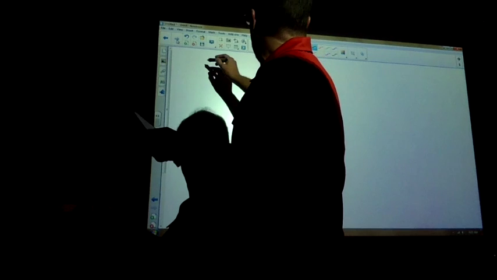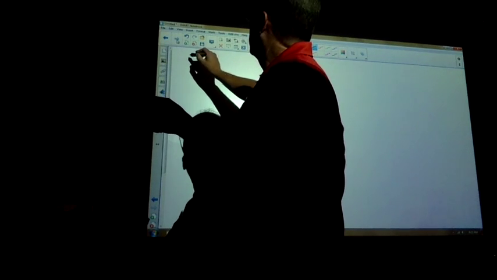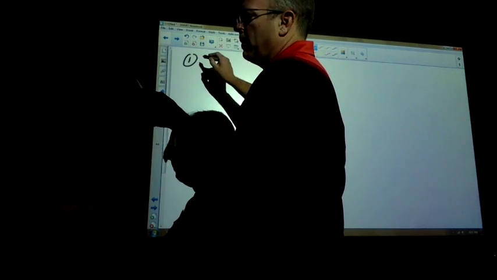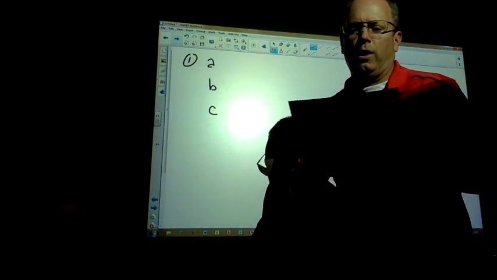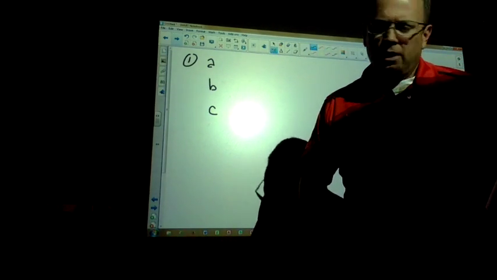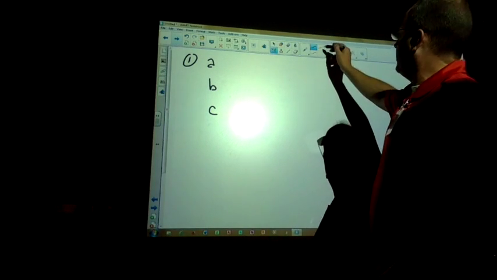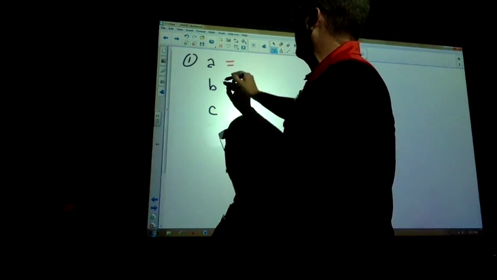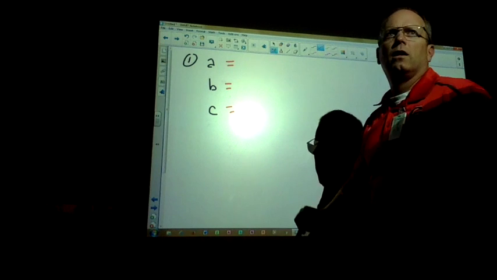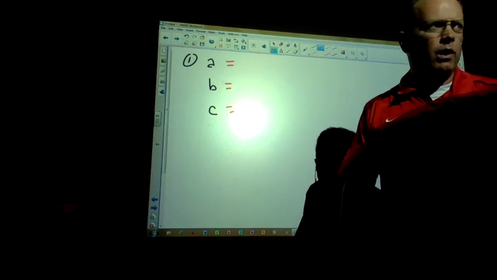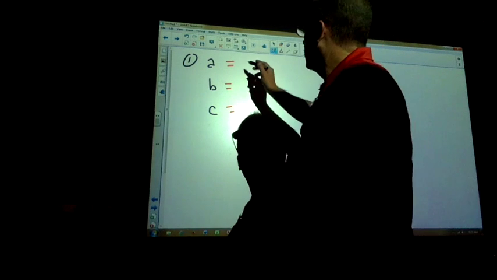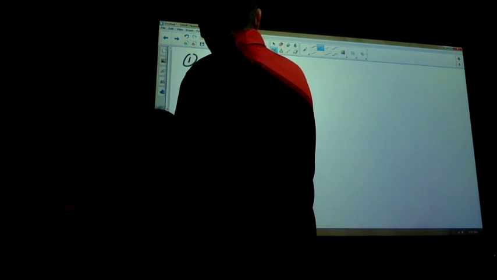Let's see, what do we have? Problem number 1. We have line A, line B, and line C, with the points given for each. Could somebody tell me what slope they got for A, B, or C? We'll start with the slope for A. What do you have? I got 2 over 1.